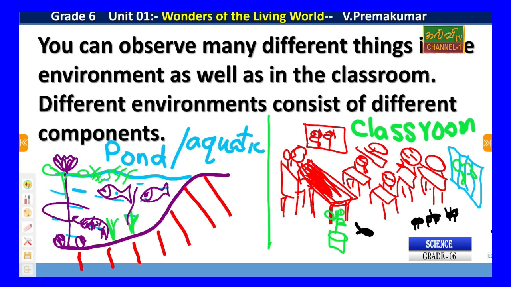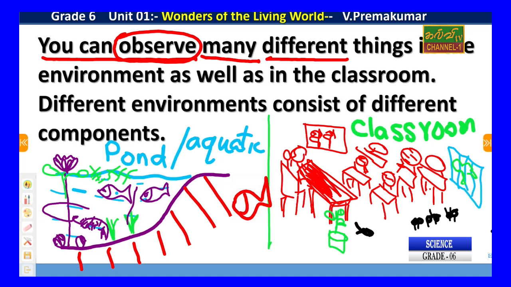Now see your textbook. You can observe, meaning look or watch, many different things. One is different from the others, meaning you can identify quickly the separate ones. For example, you can say this is a fish, and this is an apple. So a fish is different from an apple. Like that, in the classroom there are tables, chairs and students. In the pond, fish and lotus are there. Things can be living or non-living. So you can observe many different things.